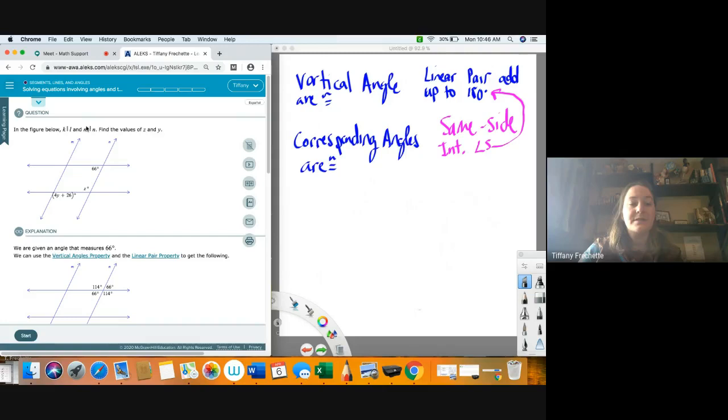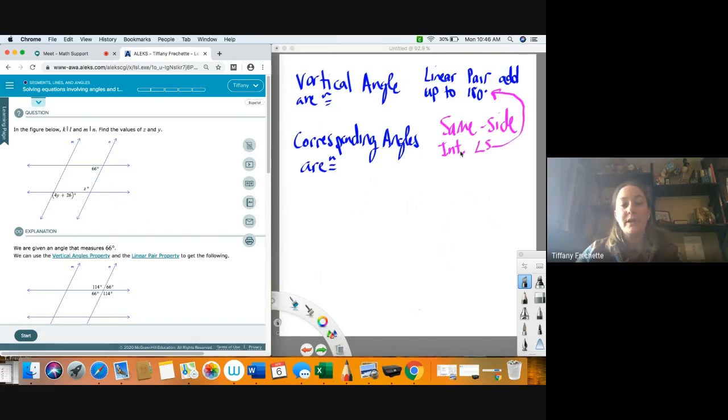And then it also says, and M is parallel to N. Find the values of Z and Y. So here's line M and here's line N. So we have two parallel lines this way and we have two parallel lines going this way. So it's just two pairs of parallel lines. So we still get to use all the same rules that we've had before. Now it just means that we have quite a few more options to jump around in this figure.